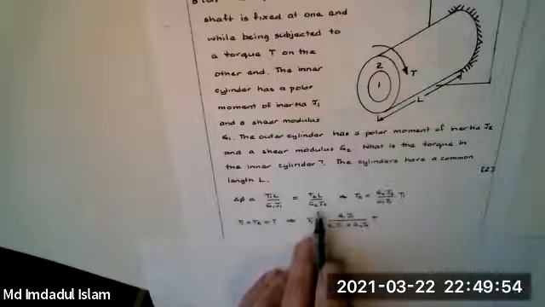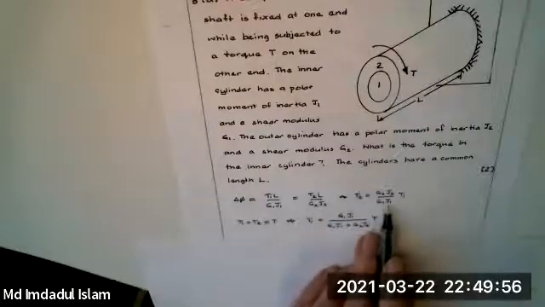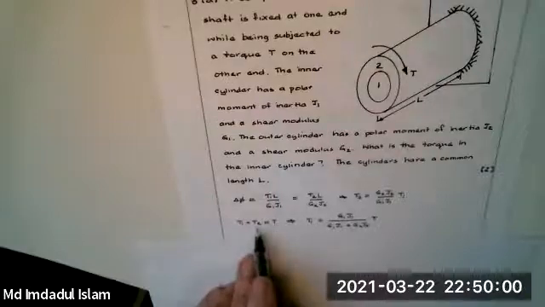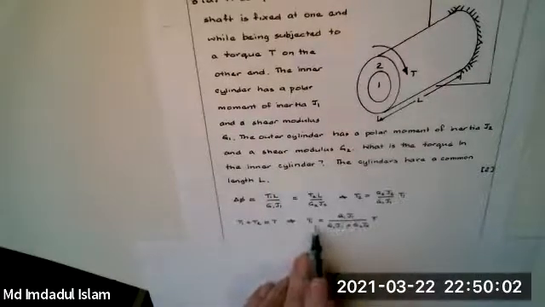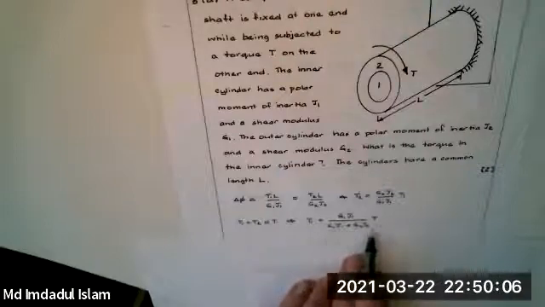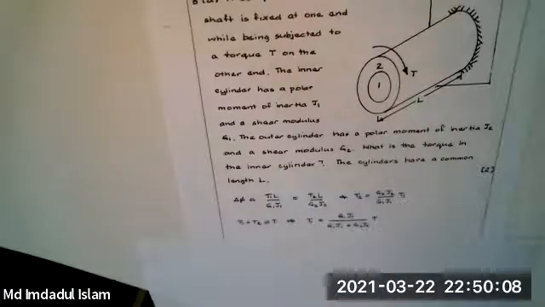Just multiply across by G2, J2, and you get this. Okay. Then when you add the torques to get T, you substitute for T2 and rearrange, you get T1 is G1J1 over G1J1 plus G2J2 times T. Okay.